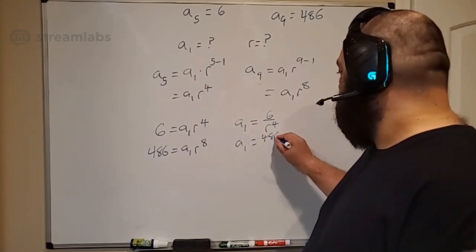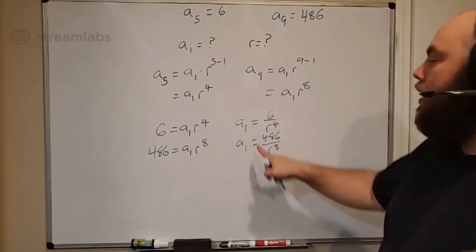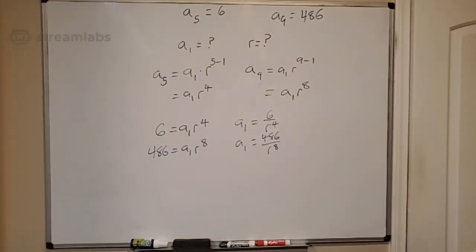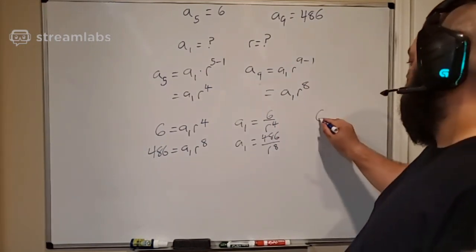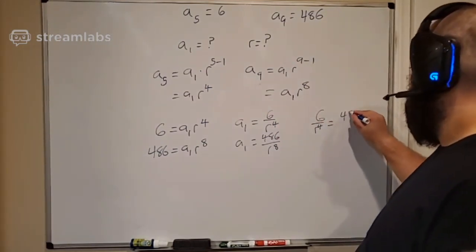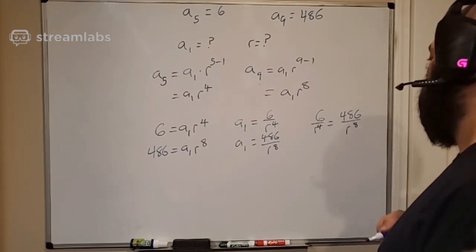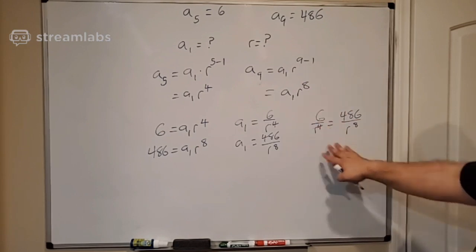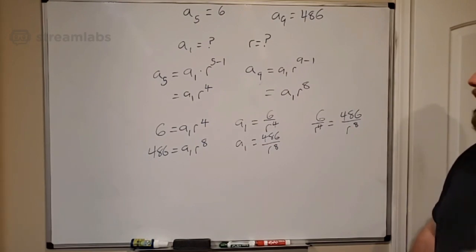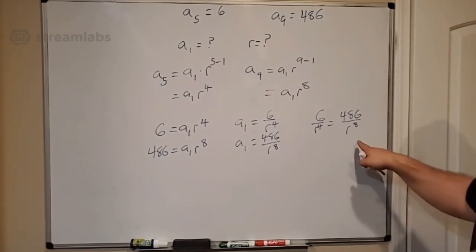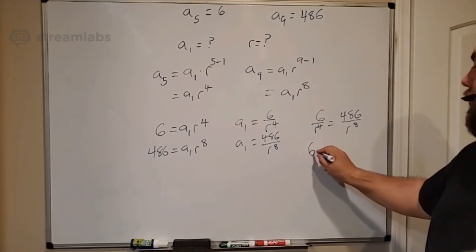Once I have solved for my easier variable, which is a sub 1 in my opinion, so this is how I would do it pretty much every time, what can I do with those two equations now? Set them equal to each other. So I can set the right-hand sides, careful, equal to each other. So I get 6 over r to the 4th is equal to 486 over r to the 8th. And then at that point, to solve this is now a proportion. To solve proportions, your teachers probably would have taught you something along the lines of the butterfly method, cross-multiplying, however you want to think about it. So bring the r to the 8th up here, so you get 6r to the 8th equals 486 r to the 4th.